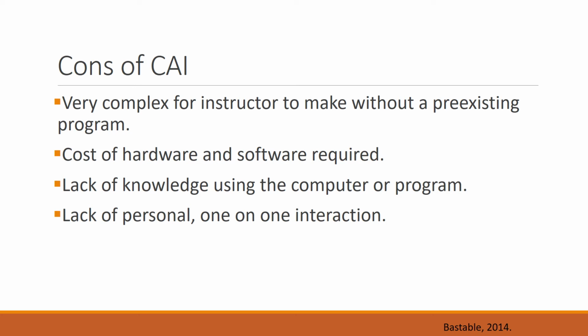So that leads me into my second con, cost of hardware and software required. For learners who don't have computers or don't have access to computers, this can create a big issue because the cost of computers is pretty expensive, as well as the cost of software. Some of these programs can go for, at the cheapest, $100, so that could be very detrimental to the learner and make it infeasible for them to use a CAI.